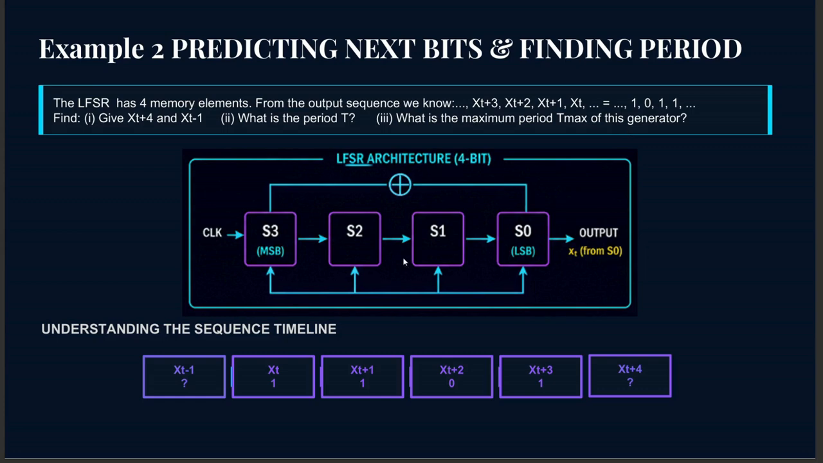Here we have a 4-bit LFSR architecture with the 4 stages S3, S2, S1 and S0. The bits shift from left to right and the output is taken from S0. The XOR feedback combines the selected taps and generates the next incoming bit. Now let us arrange the given output properly. That is s_t equals 1, s_t+1 equals 1, s_t+2 equals 0, s_t+3 equals 1. We need to calculate s_t+4 and also s_t-1. So we are basically predicting one future bit and one previous bit.